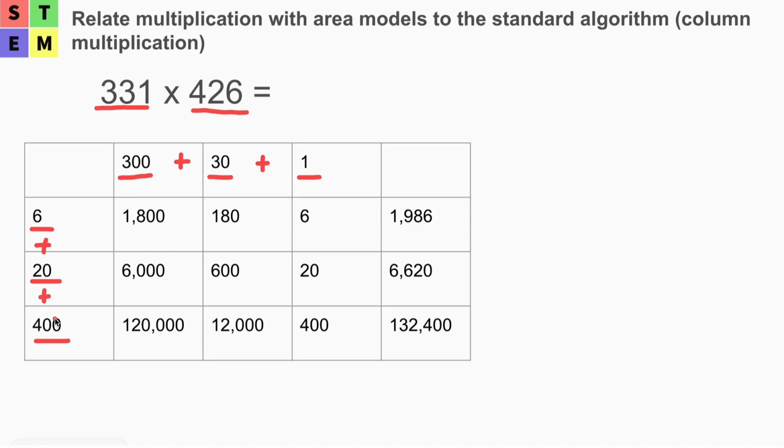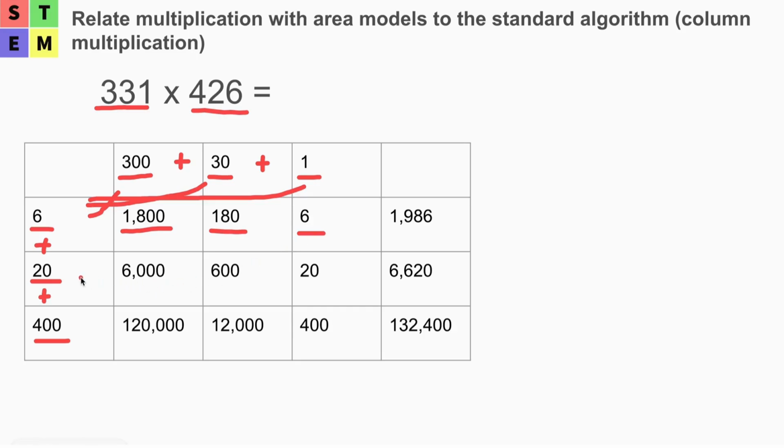Then we're going to do 6 times 300, and 6 times 30, and 6 times 1. We're doing the calculations like that. So 6 times 300 is, as I've already written there, 1,800. And 6 times 30 is 180, and 6 times 1 is 6.